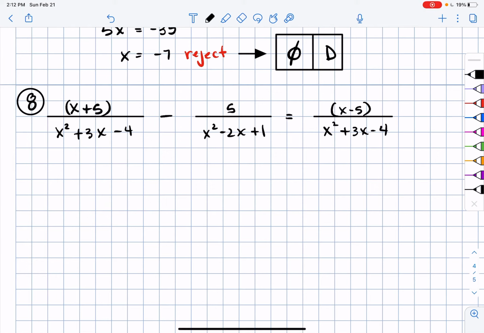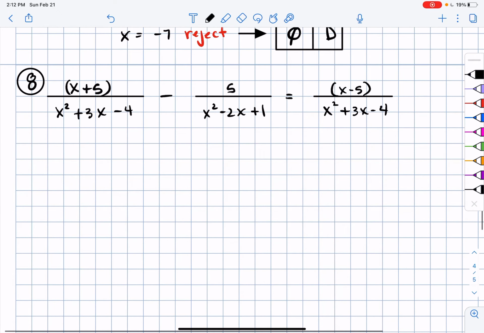Okay, so again, I have to factor all the bottoms, right? You definitely do not want to multiply that x squared plus 3x minus 4 with the x squared minus 2x plus 1. You definitely do not want to do that, okay? Because then you're going to have x to the fourth, which is going to get really ugly. So my suggestion is to factor all of them.